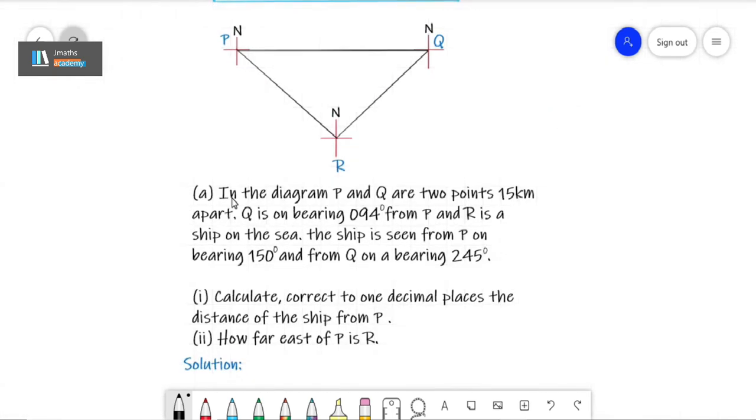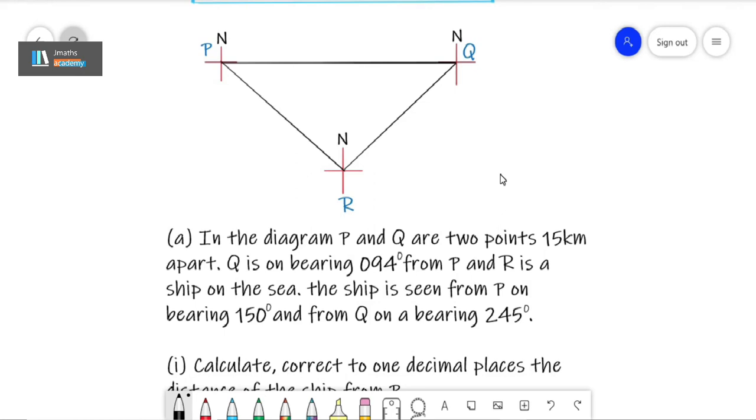Let's move on. So the question says, in the diagram, P and Q are 2 points 15 kilometers apart. Q is on a bearing 94 degrees from P and R is a ship on the sea. The ship is seen from P on bearing 150 degrees and from Q on a bearing 245 degrees. So we are to calculate, correct to 1 decimal place, the distance of the ship from P and how far east of P is R. So R here is our ship, so we are asked to find how far east of P is R.